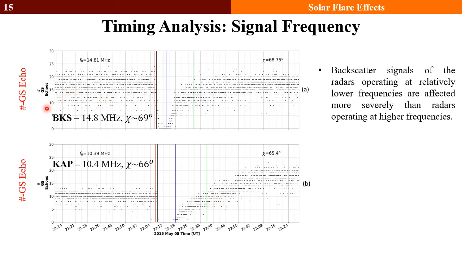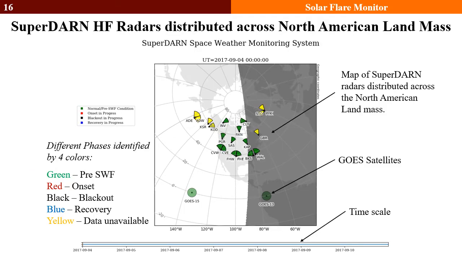If you compare the Blackstone radar, which operates at nearly 15 megahertz, with the Kapuskasing radar, which operates at 10.4 megahertz, although they have almost similar solar zenith angles, the Blackstone radar is impacted less severely than the Kapuskasing radar. So we have taken care of all of this timing analysis, and we find that we can monitor solar flare effects using the SuperDARN radars.